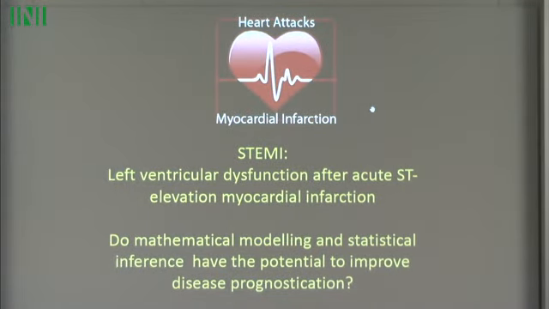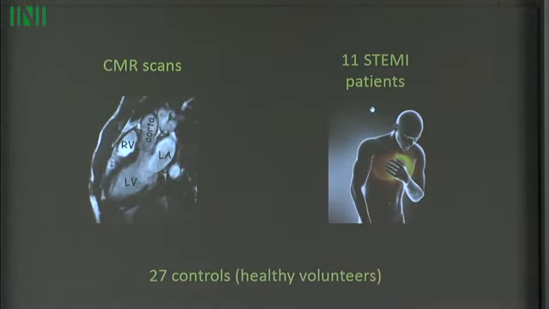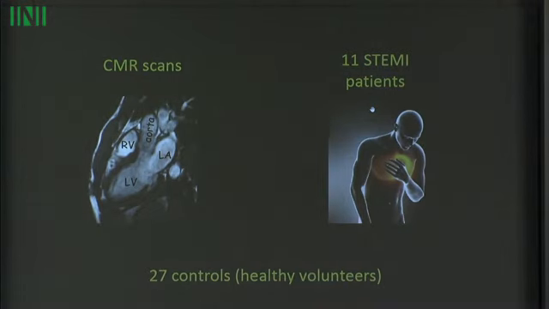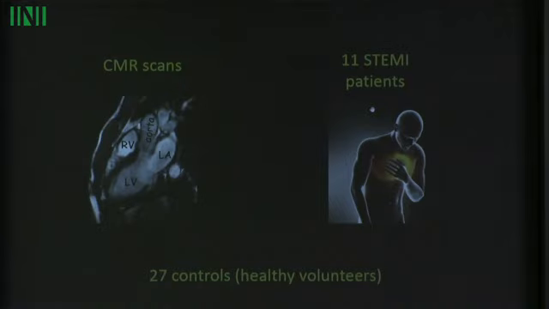Now, the question is, what do we actually gain? Why are these parameters useful? Do they really have diagnostic power? We did a simple case control study where we looked at 27 healthy volunteers and compared them with 11 STEMI patients. STEMI is a particular form of myocardial infarction. And the question is, can we predict the disease based on these features?